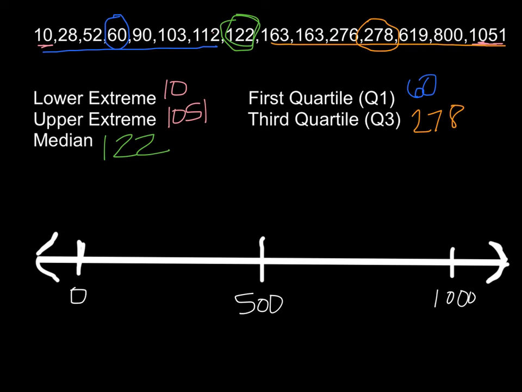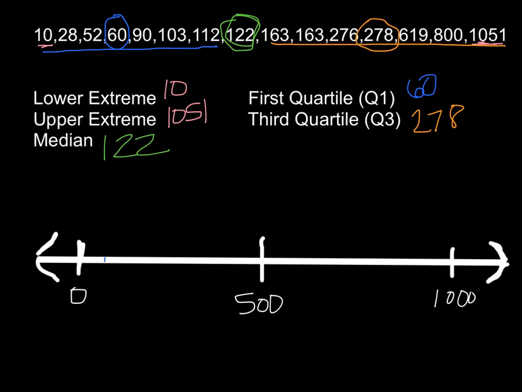Let's go ahead and first of all draw our box, and let's mark where our box should begin and end. The box should begin at the first quartile, which is about 60. So if the 500 is here and 0 is here, 60 is going to be about right there.